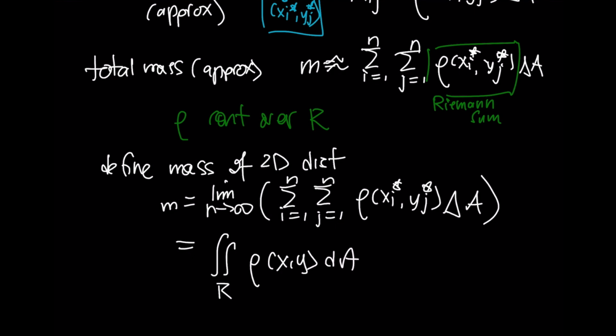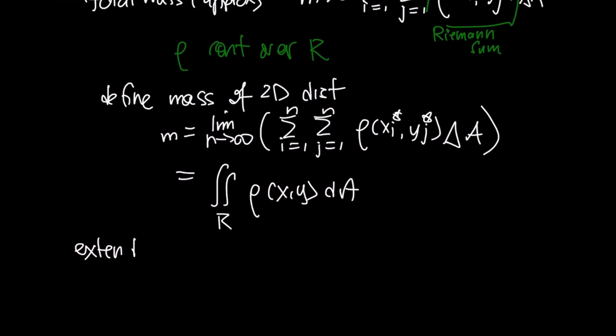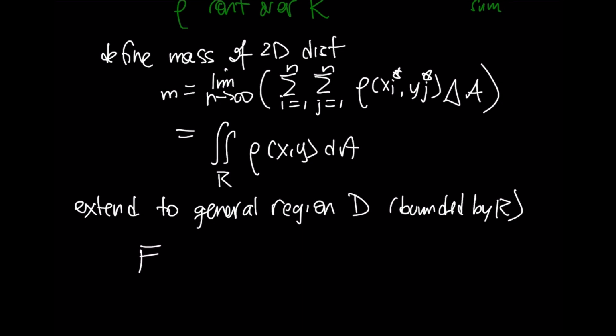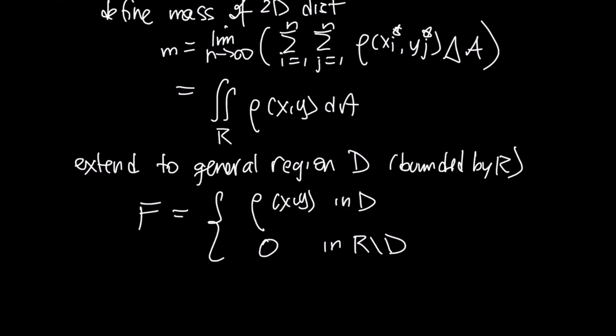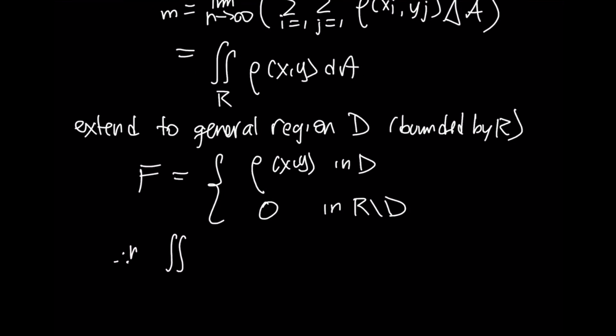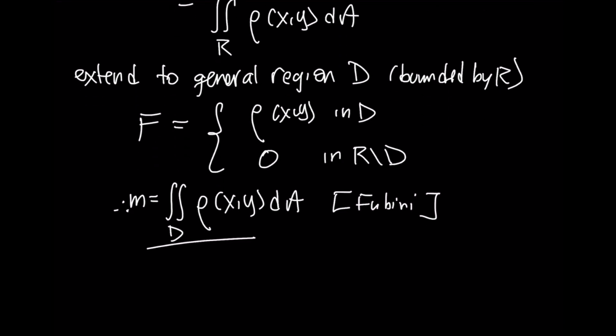Now what you can then do is extend this to a general region D that's been bounded by some rectangle R. Remember, we extend it as follows. We're going to take our function to be equal to rho of x and y if we are in D, and it's going to be 0 if we are in R but not in D. What that does is it allows me to say then that the total mass is simply the integral of this density function over that general region. As before, I can use the Fubini theorem to evaluate this.